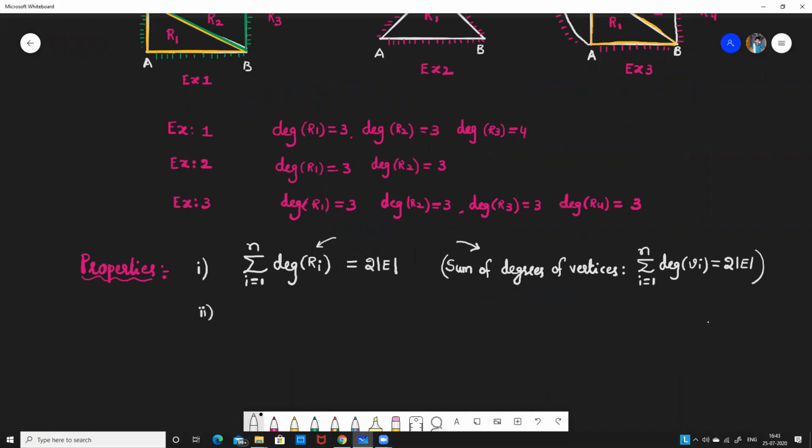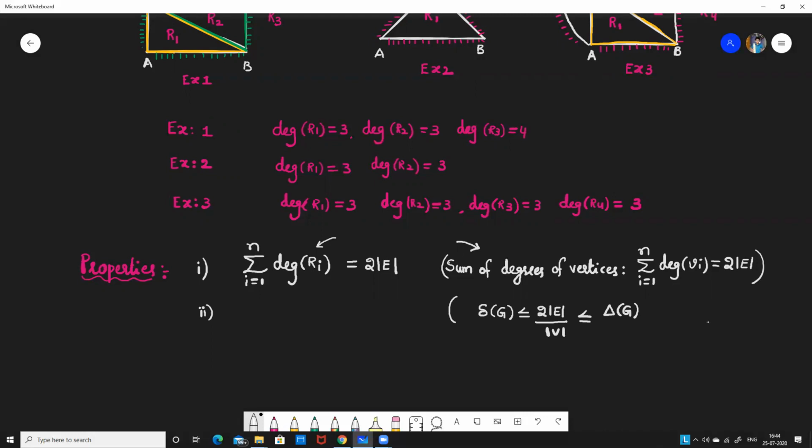Second property: remember in the sum of degrees of vertices theorem, it clearly explained that if small delta of G denotes the minimum degree of all vertices, and capital delta of G denotes the maximum degree of all vertices, then the relation must hold: small delta of G is less than or equal to 2 times the number of edges by the total number of vertices. This point I clearly explained in our previous videos.